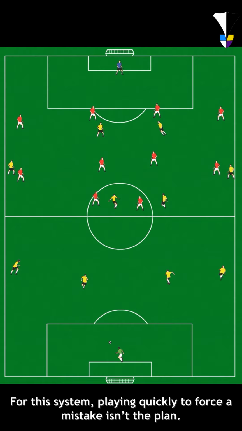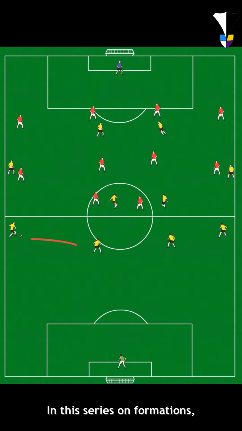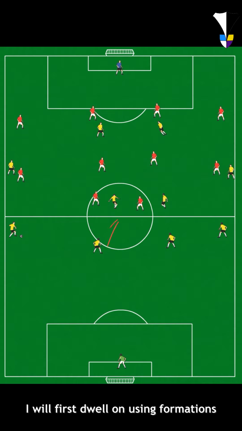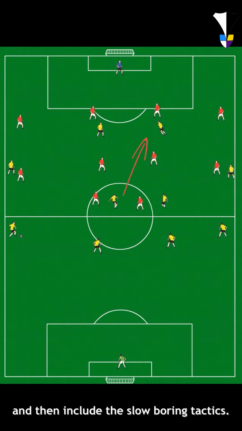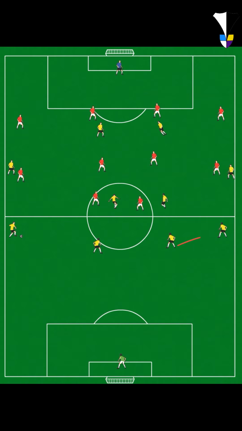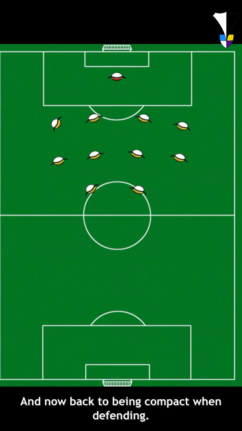For this system, playing quickly to force a mistake isn't the plan. In this series on formations, I will first dwell on using formations to play entertaining and attacking football, and then include the slow, boring tactics. And now back to being compact when defending.